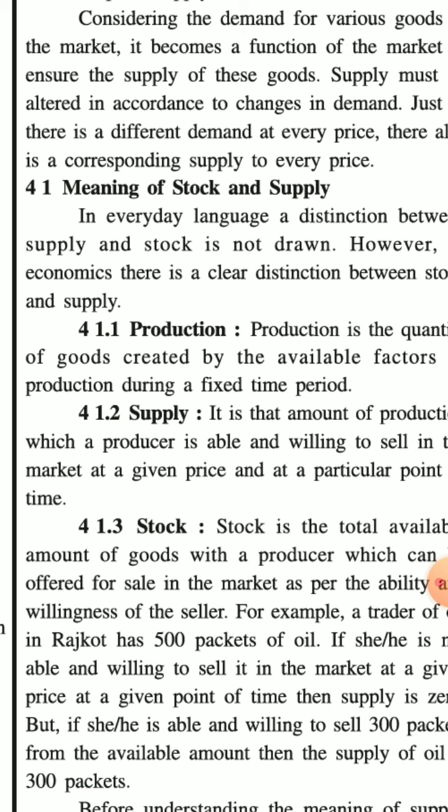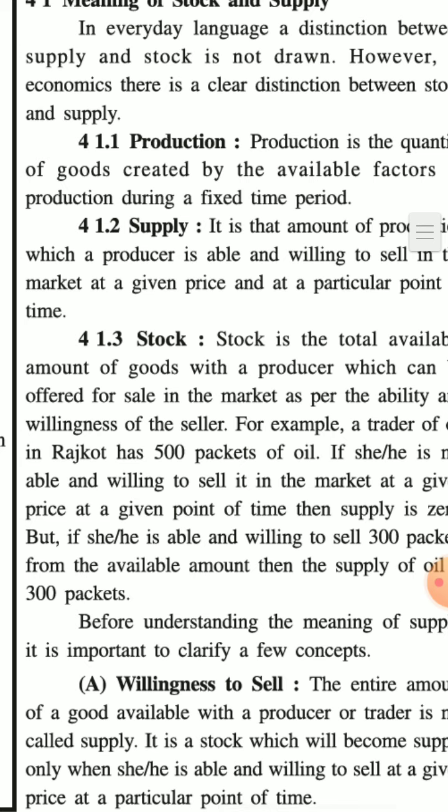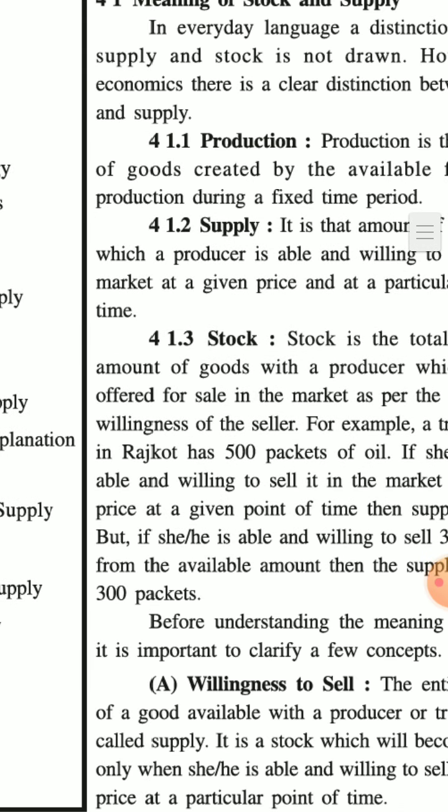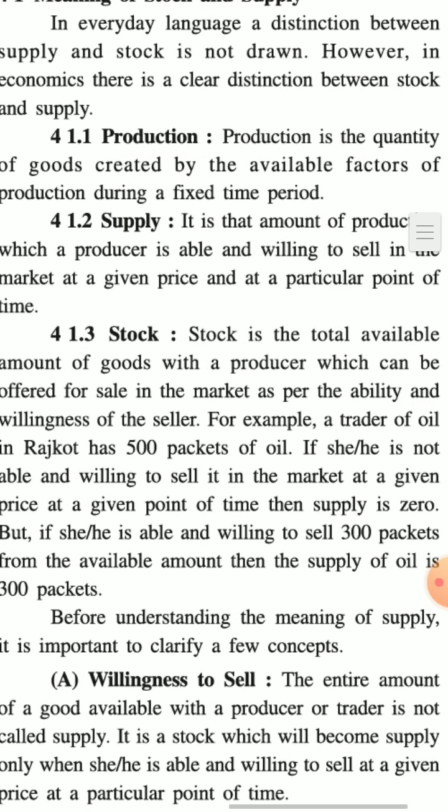Production is created every day with the available factors of production. That means production is a continuous process. Production will never stop. This production will be kept in the stock, and from part of this production, supply will take place in the market at the market price. If the price is suitable and the seller is willing to sell, then he may sell certain of his production in the market today at that existing price. That is called supply.